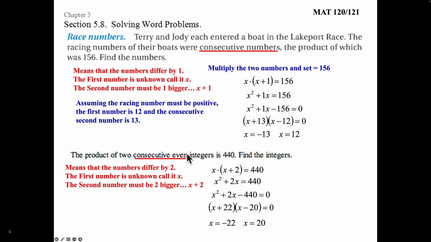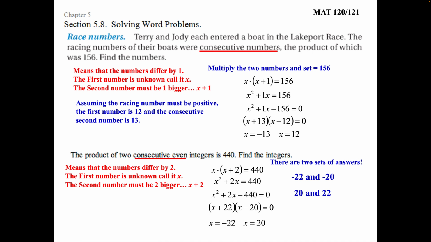Now, here's the kicker. Integers can be positive and negative. So both of these answers are going to work. So when x is negative 22, negative 22 plus 2 would be a negative 20. There's the pair of negative numbers that multiply to be 440. And when x is 20 and 20 plus 2 is 22, there's the positive two even integers.